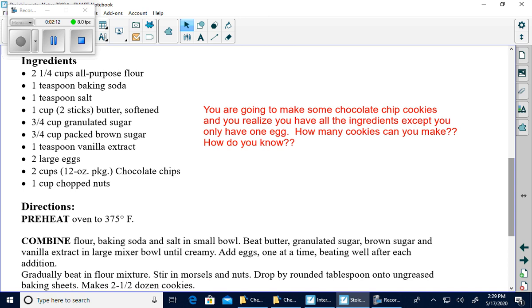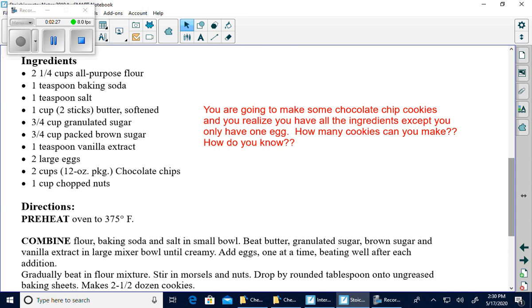I don't know about you, but I don't eat butter by itself or raw eggs. Flour's pretty gross. Baking soda is really gross. But if you mix them all together and bake them, you get something totally different.